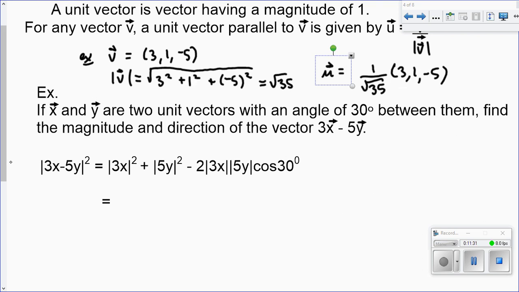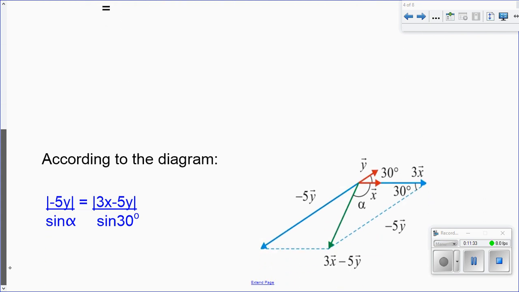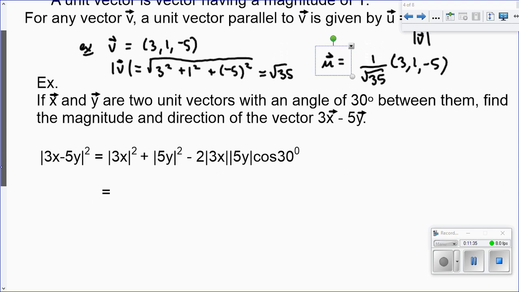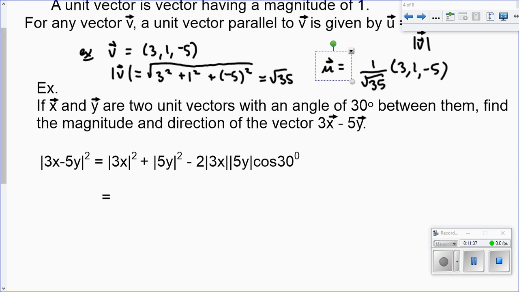All right, let's do this next one here. This is a good example. I'm going to use a diagram for this and work this out. So if I've got two unit vectors x and y, what I mean here is that both x and y have length 1, and they've got an angle between them of 30 degrees. Let's find what this looks like here. I've got to calculate the magnitude and the direction of the vector 3x minus 5y.